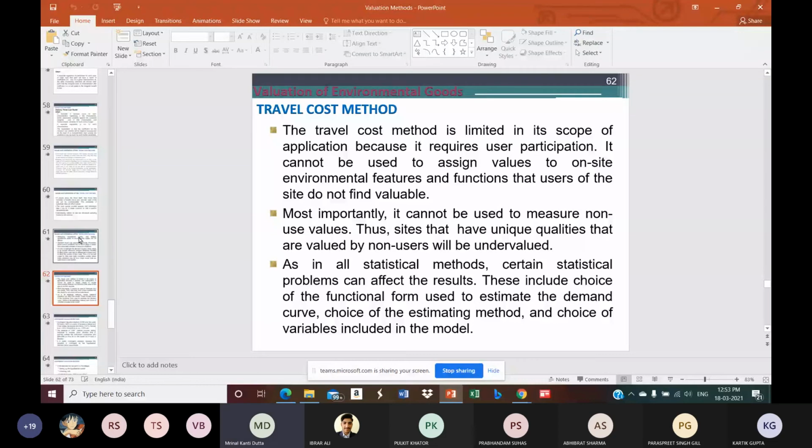As in all statistical methods, certain statistical problems can affect the results. These include the choice of the functional form used to estimate the demand curve, the choice of the estimating method, and the choice of variables included in the model. In fact, we talked about a similar thing in the case of construct validity, as well as in the case of the contingent valuation method. Since we are talking about statistical models, the models we build are based on the data that we have at our hands, so these things should be representative of the situation.